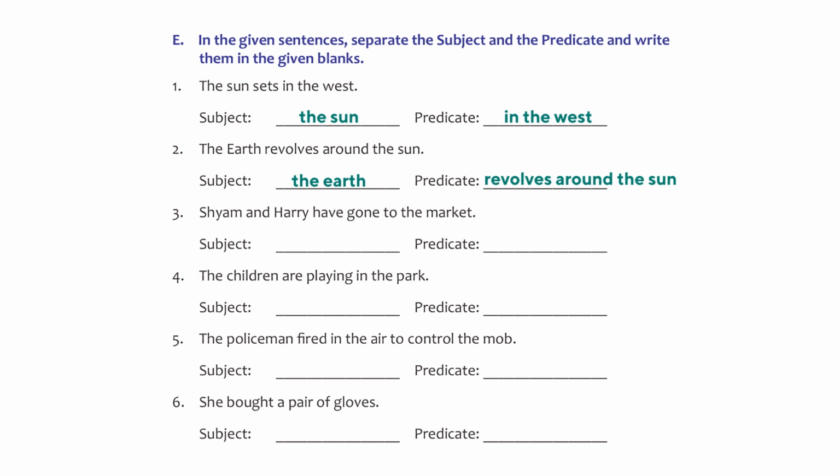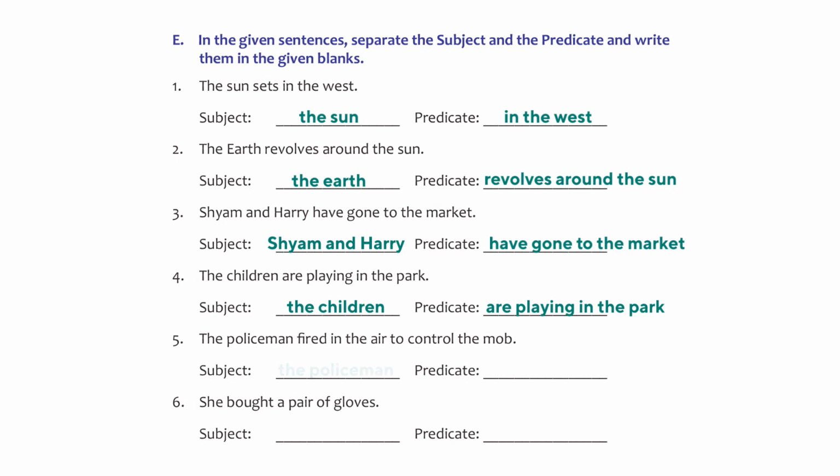Third one, Shyam and Harry have gone to the market. Subject, Shyam and Harry. Predicate, have gone to the market. Fourth one, the children are playing in the park. Subject, the children. Predicate, are playing in the park. Fifth one, the policeman fired in the air to control the mob. Subject, the policeman. Predicate, fired in the air to control the mob. Sixth one, she bought a pair of gloves. Subject, she. Predicate, bought a pair of gloves.